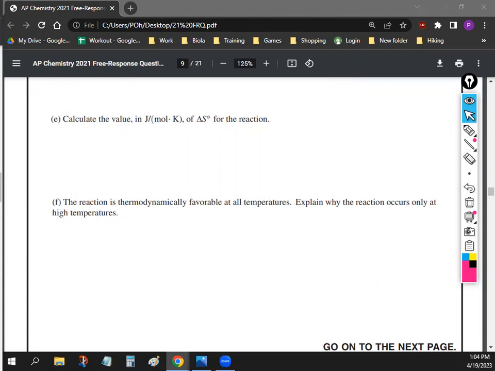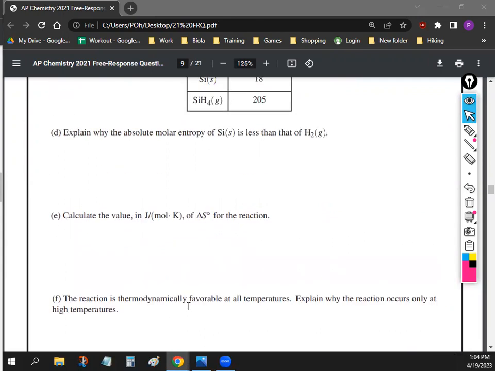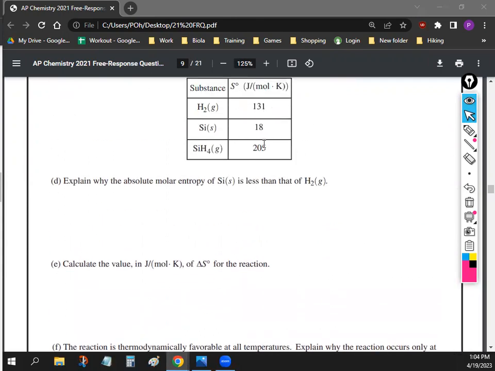Okay, let's move on to part E. Part E is also very simple. We just need to use this table right here and the equation that we just wrote. So the equation we wrote was this right here.